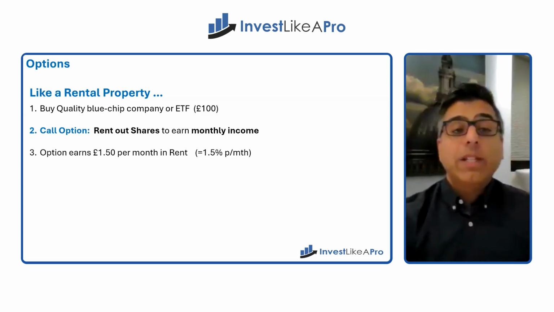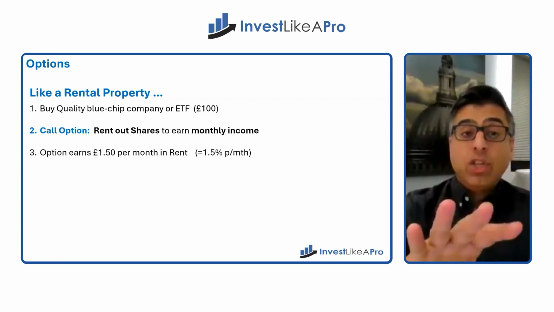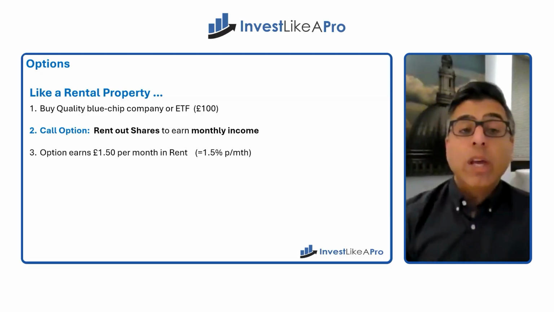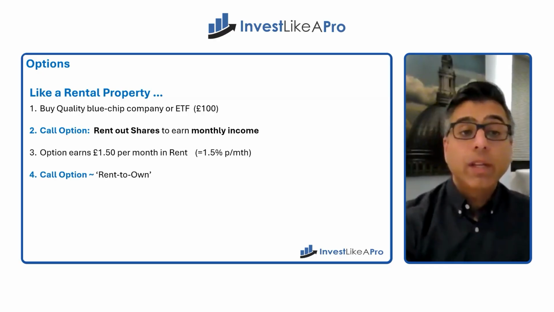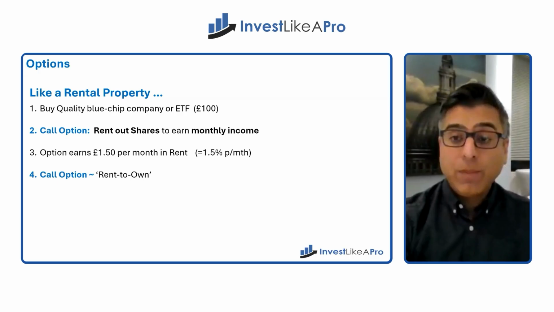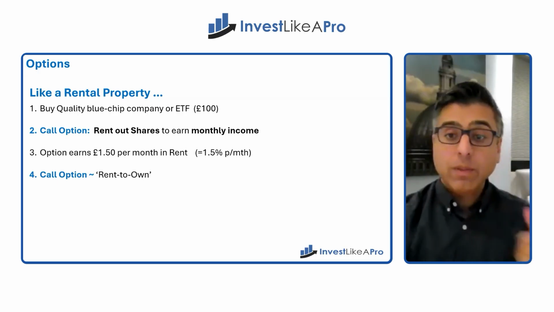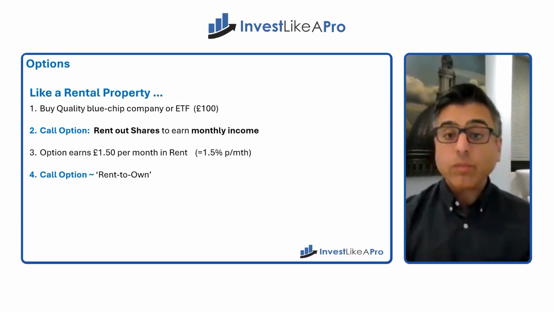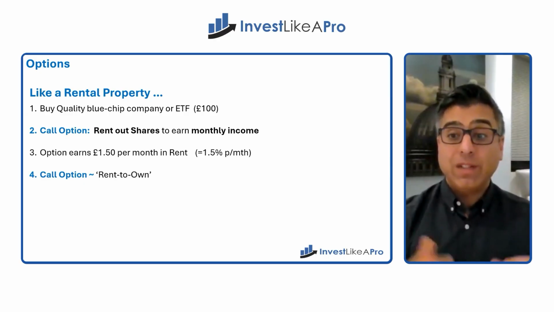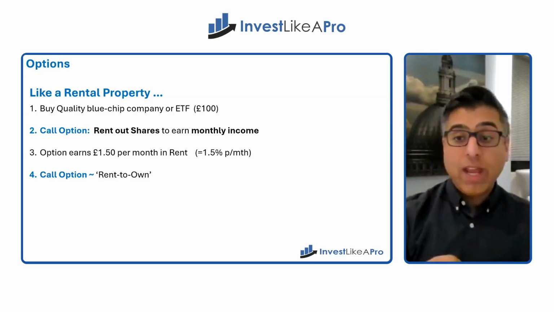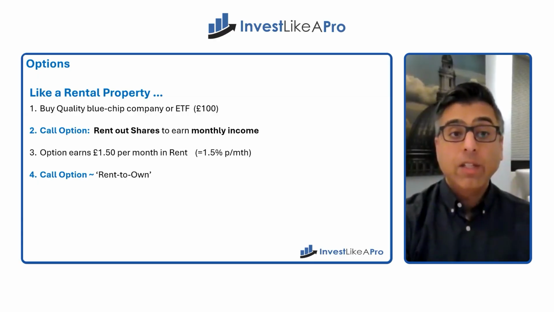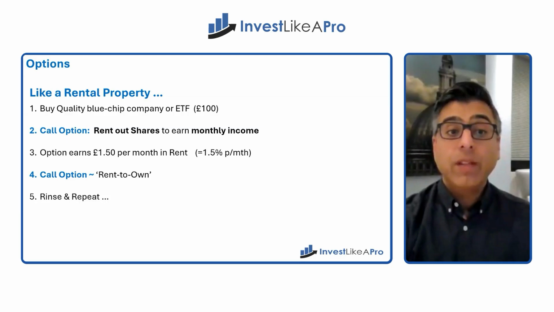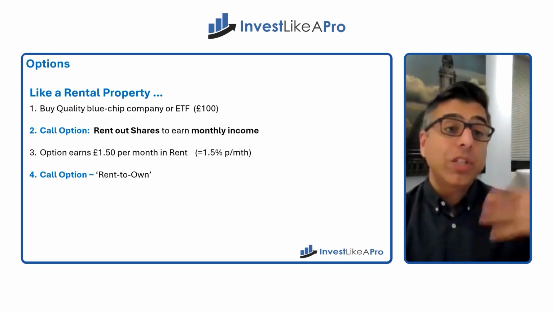Okay. And typically, let's say if you buy the share for £100, your option will earn, say, £1.50 per month. That's 1.5% per month. Now, a call option, are you guys familiar with rent to own agreements? Yeah, with property. So a rent to own agreement is where somebody rents your shares or your property and then has the option to buy them at a future date. So that's what a call option is, right? And then you do that, and then it's just rinse and repeat.